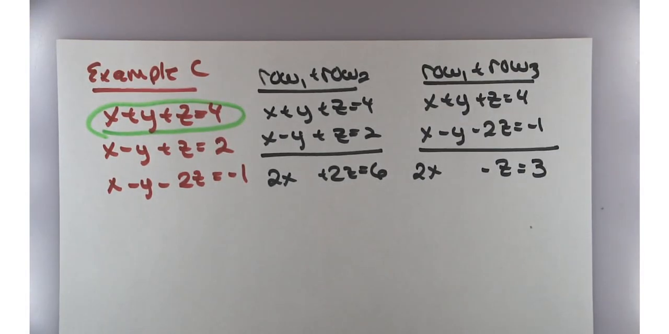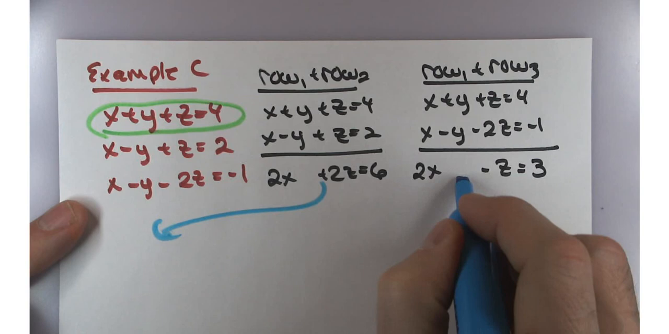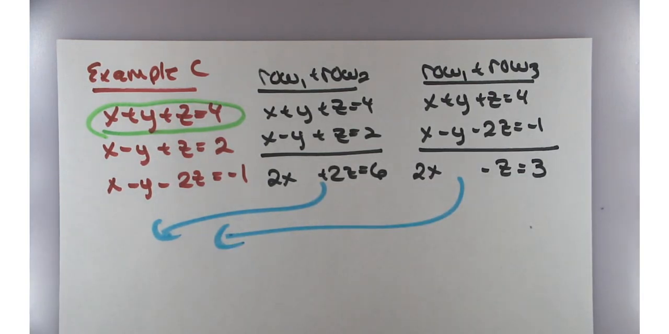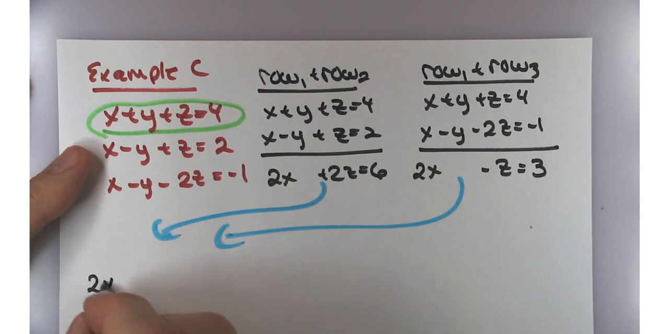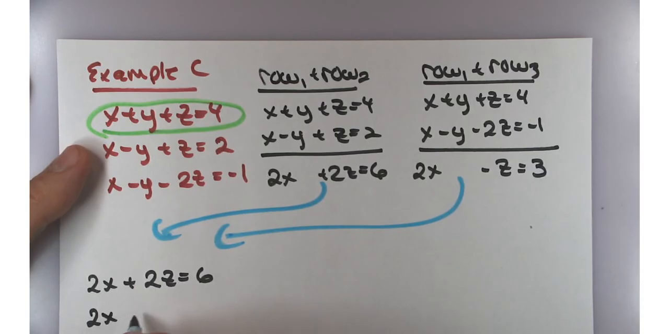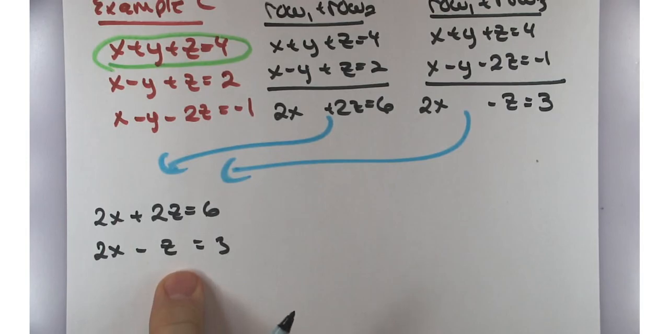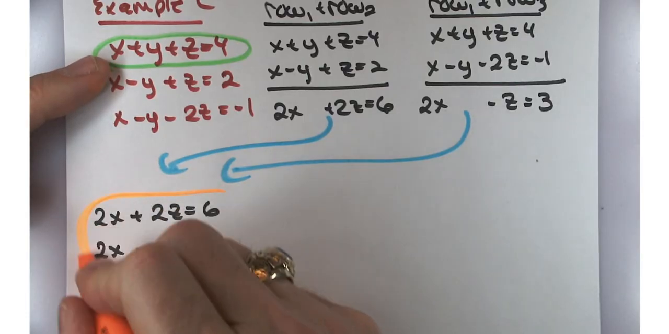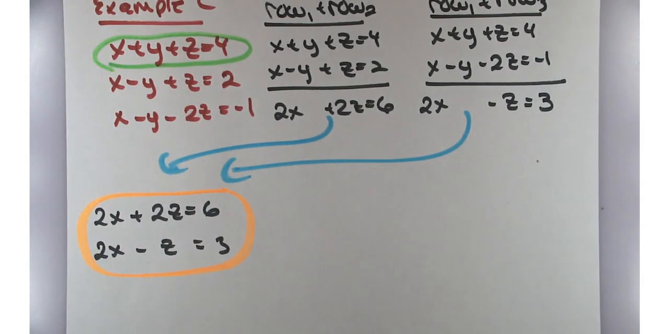Now let's take those two equations and two unknowns and solve them together. So I've got 2x plus 2z equals 6, and 2x minus z equals 3. This one we could easily do with substitution. You could just move the z over here and the 3 over there, and you have z equals 2x minus 3, and then solve it by substitution. But I'm going to solve this by the addition method.